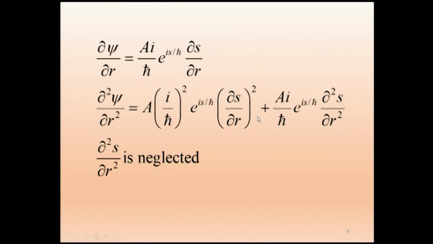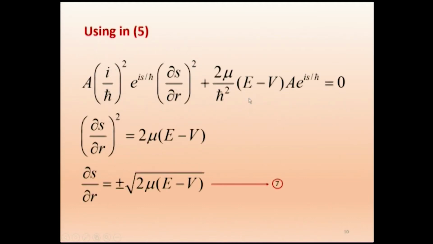So after neglecting, what I should do now is substitute this first part into the Schrodinger equation, and neglect this part. That's what we will do in the next step. Using this, what is that? It is the Schrodinger equation, where we have d squared psi by dr squared plus 2 mu by h cross squared (E minus V) into psi equal to 0.